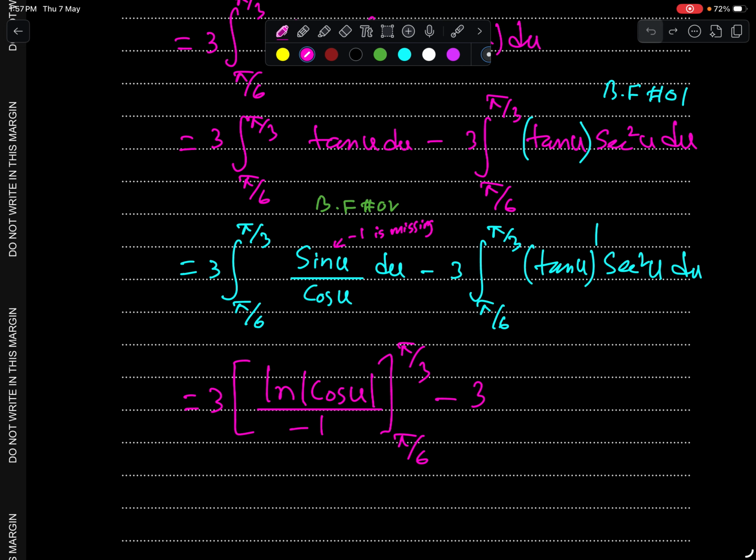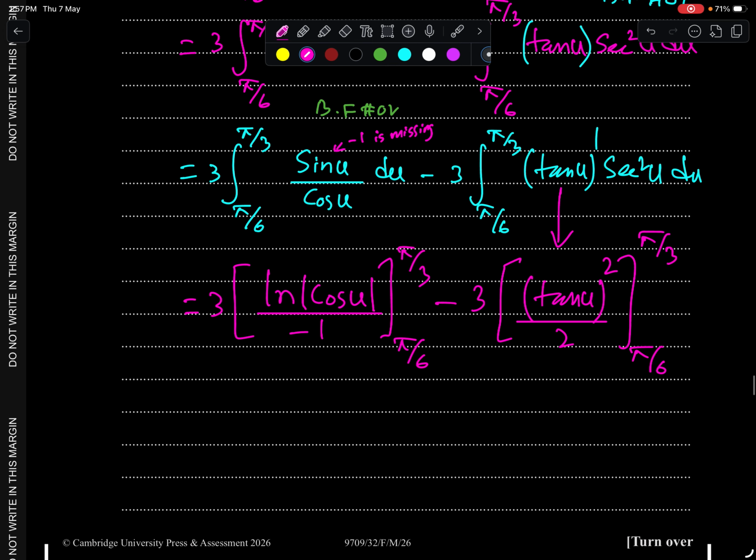Now integrate this. According to basic formula 1, see the differential is sec square u. The differential of tan is sec square. So according to basic formula 1, copy this. Add 1 in power. The power is 1, so 1 plus 1, 2. Divide this by the resultant power. That's it. Nothing was missing in the differential, so it's fine. Now apply the limits carefully.